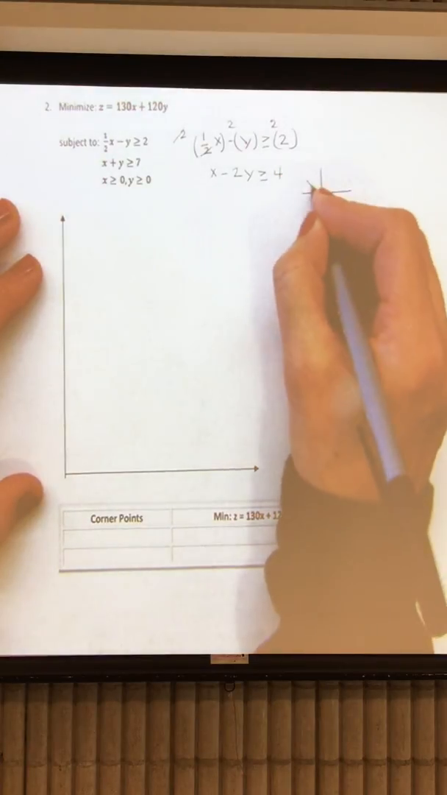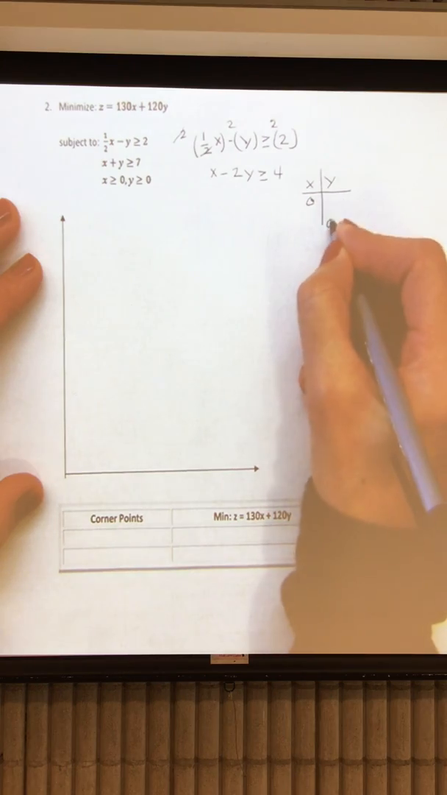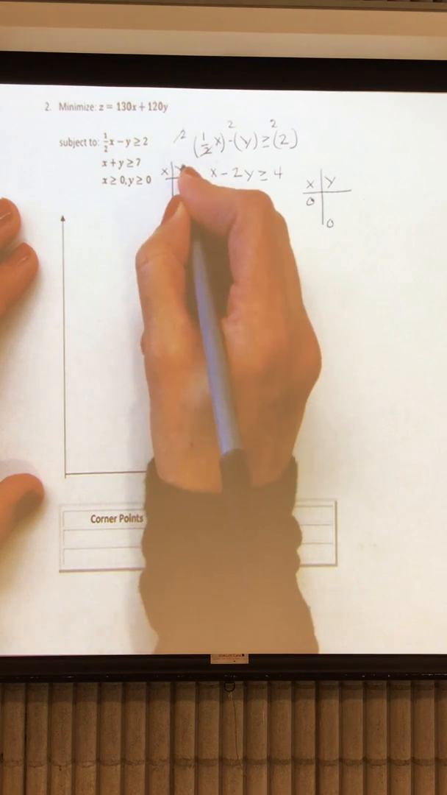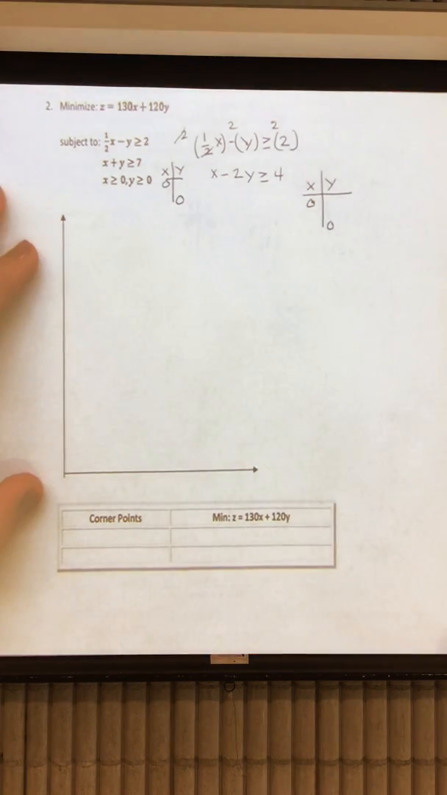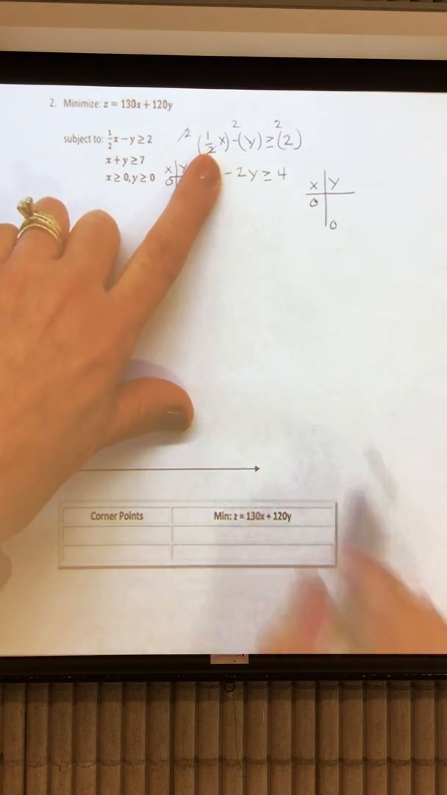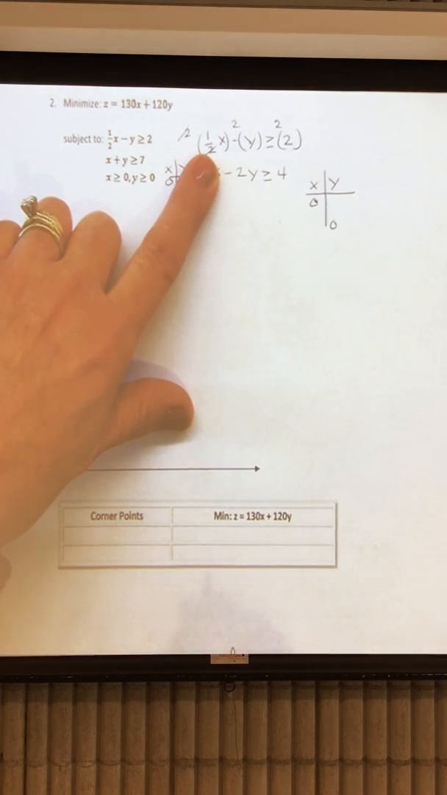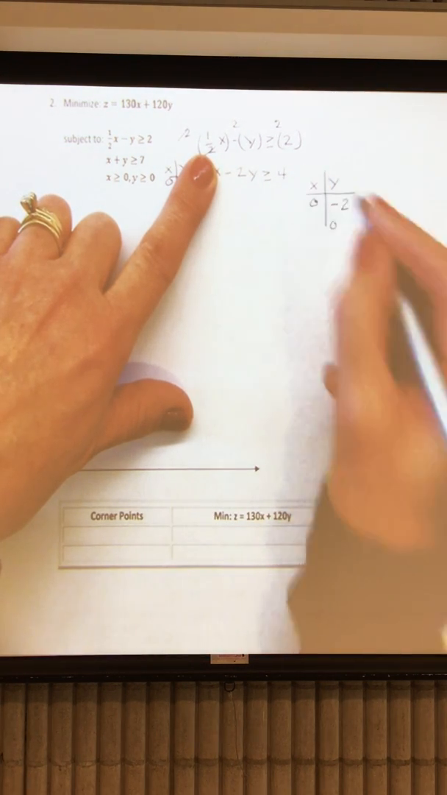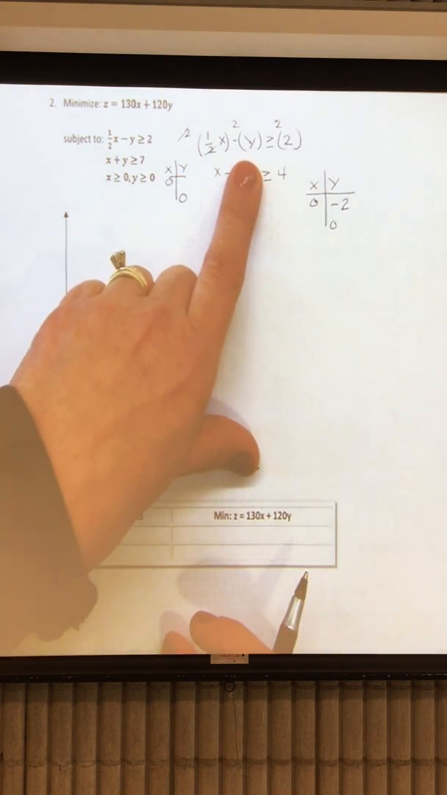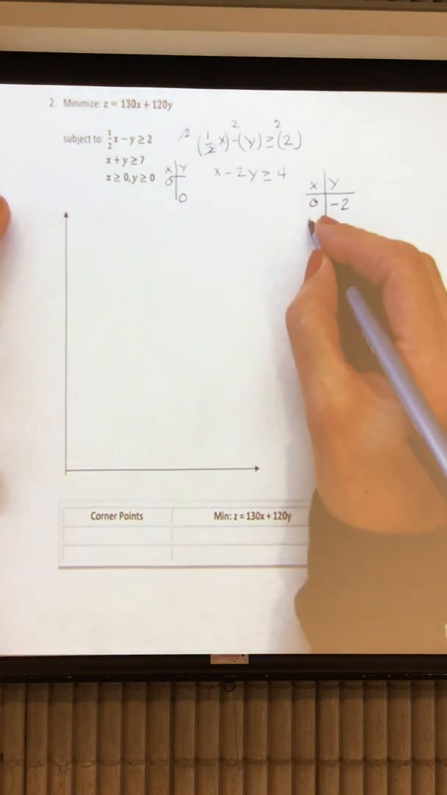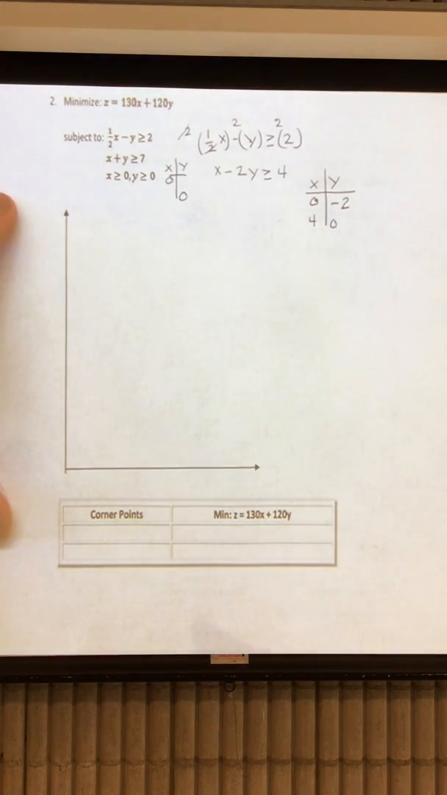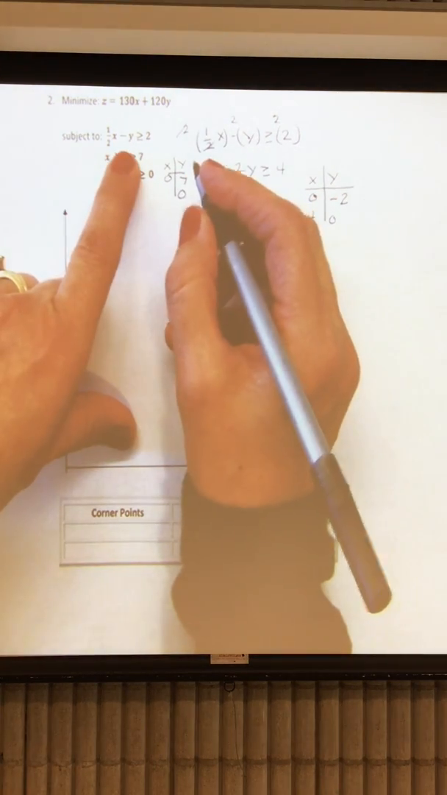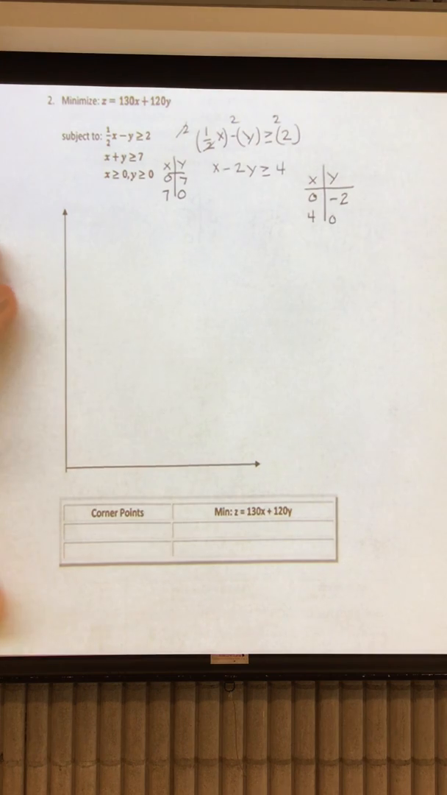Okay, now we can make a table like we did before. And we can make a table for the second inequality as well. So for the first inequality, when x is 0, we have negative 2y is greater than or equal to 4, dividing both sides by negative 2. We have 4 divided by negative 2, which is negative 2. And then when y is 0, we have x is equal to 4. In our second inequality, we do the same thing. When x is 0, we have y is 7. When y is 0, we have x is 7.